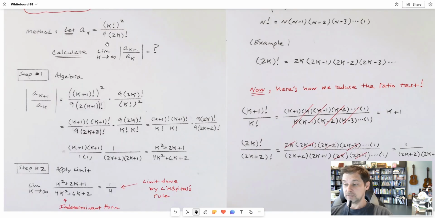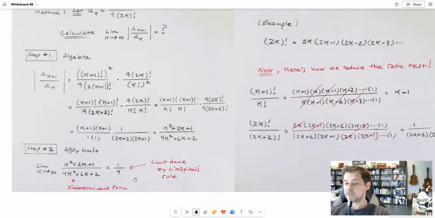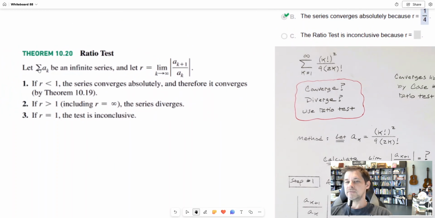Do you see this objective of the ratio test? The end result of calculating that limit? It turns out it's 1/4, okay? Now, what does that say? Let's go back and consult this. So with the ratio test, our objective is to calculate that limit. We get some number r.